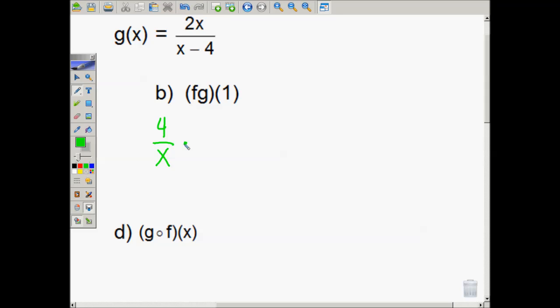So 4 over x times 2x over x minus 4. That's what it would be, right? If this was an x. But what is x now? 1. So wherever x is, I'm going to plug in a 1. So it becomes 4 over 1 times 2 times 1 over 1 minus 4.